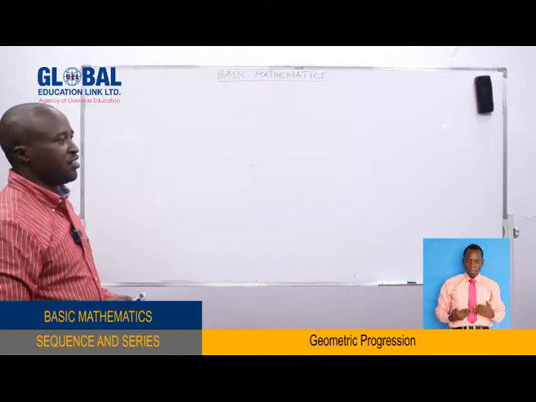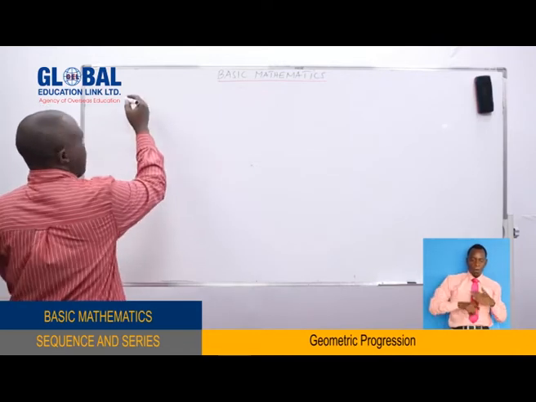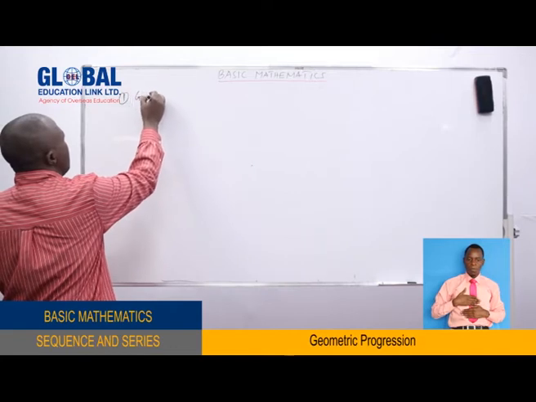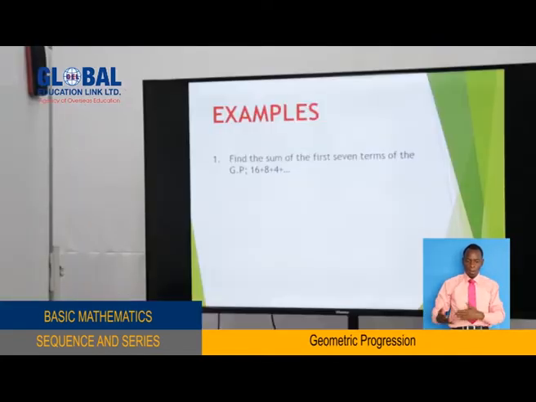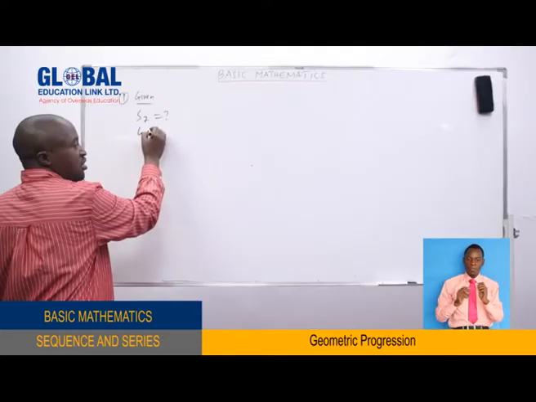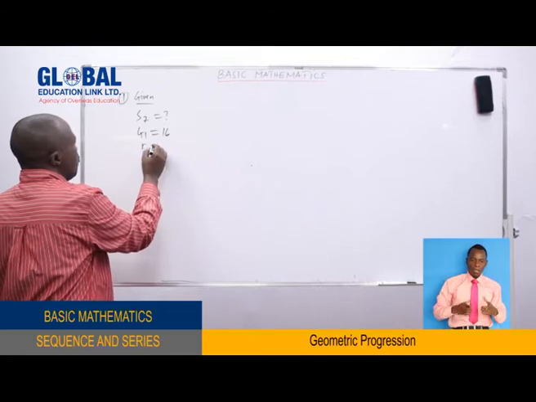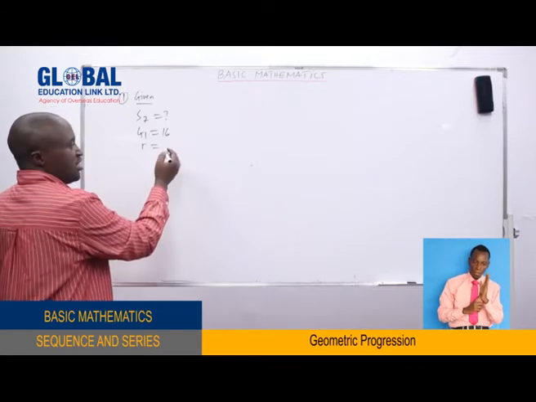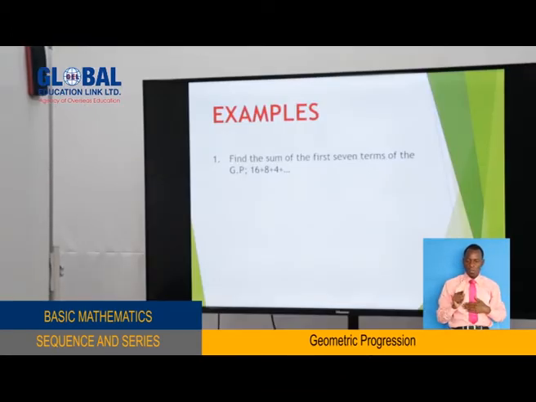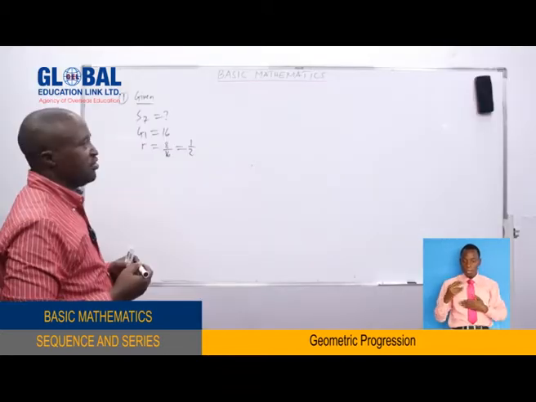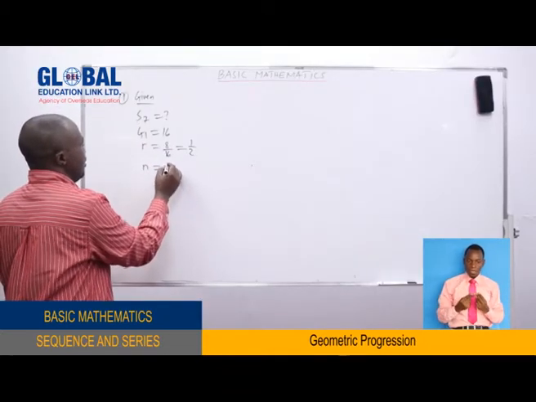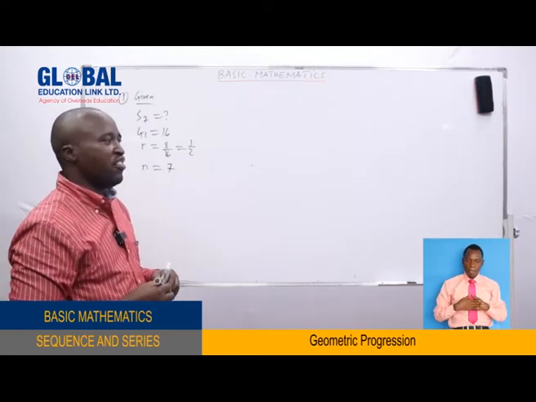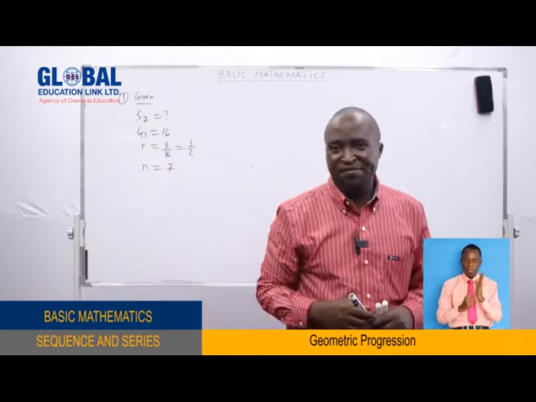So students, in our question 1, we are supposed to find the sum of the first 7 terms, where the first term of the geometric progression, G1, is equal to 16, and the common ratio, you remember how to find the common ratio. Take the second term divided by the first term. In this case, we have 8 over 16, which is equal to a half. Then n is equal to 7. That is the sum of the first 7 terms of the geometric progression.